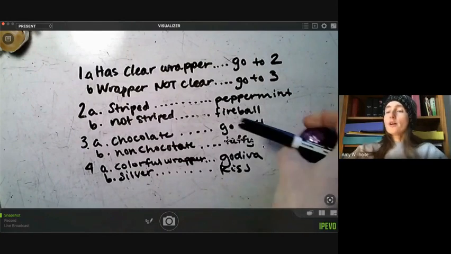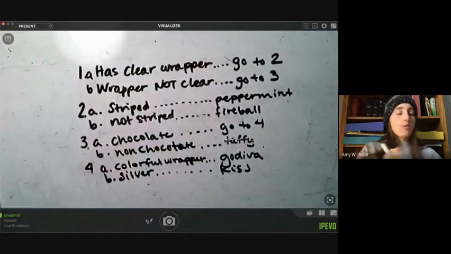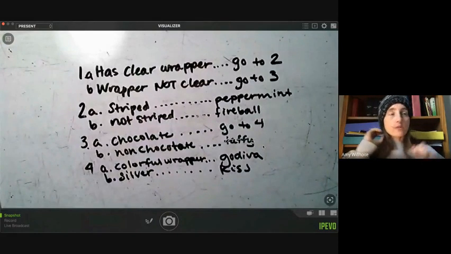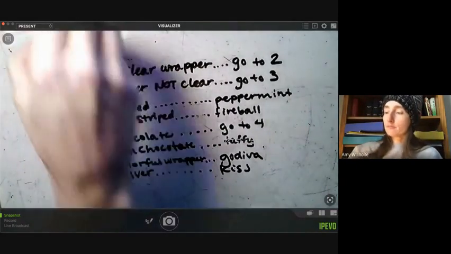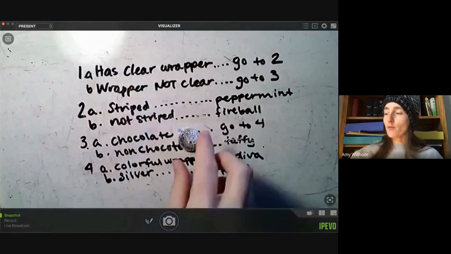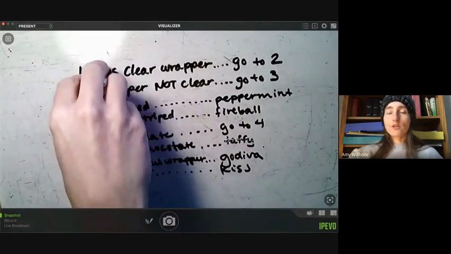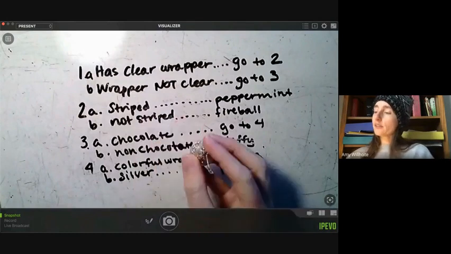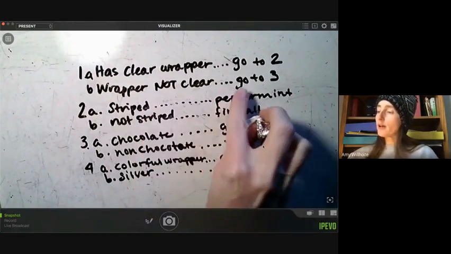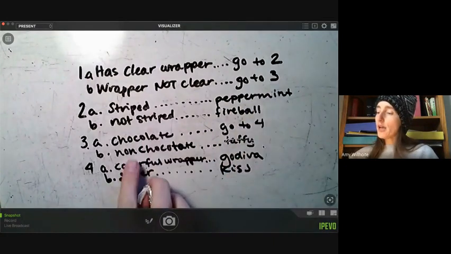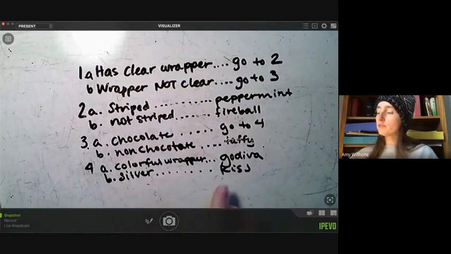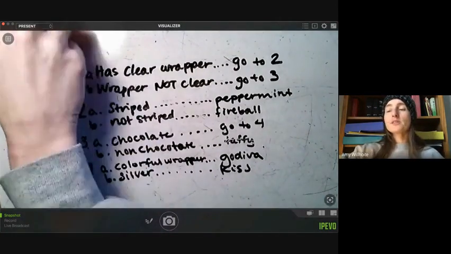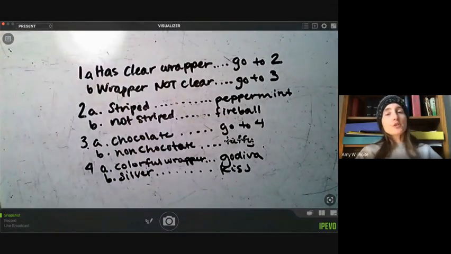So then how would you use this key? Say I'm out walking in the wilderness to observe different organisms, and I come across an organism. Oh, what is this? I wonder to myself. So I can go to my key and say, well, this has not a clear wrapper, so that's 3. Then I can say, ooh, it's chocolate, so I'm going to go to 4. And then I'm like, it's a kiss. I named it. Okay, so this is called a dichotomous key. And this will be one of the easiest things that you've done in biology, probably. But we use these.